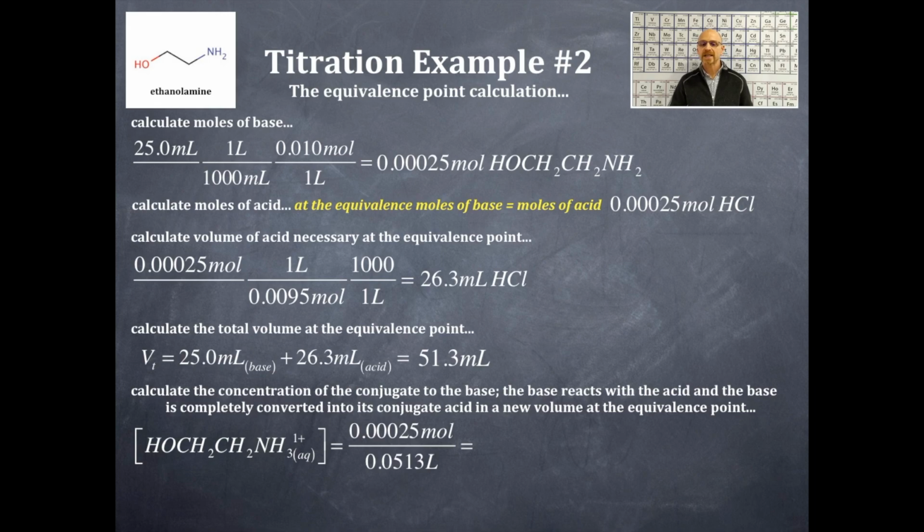That's 0.00025 moles of the conjugate acid of ethanolamine divided by the total volume in liters, because I want to get molarity. That total volume in liters is 0.0513 liters. Now I'm going to get this value. This is 4.9 times 10 to the negative 3 molar.